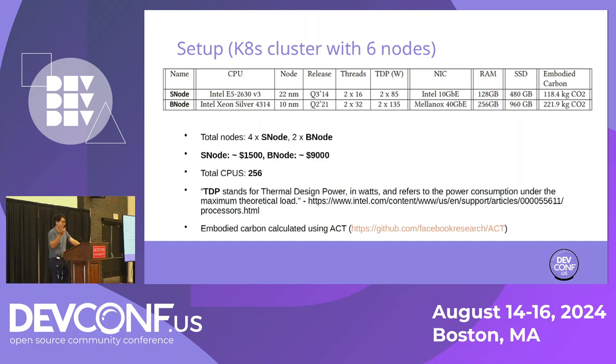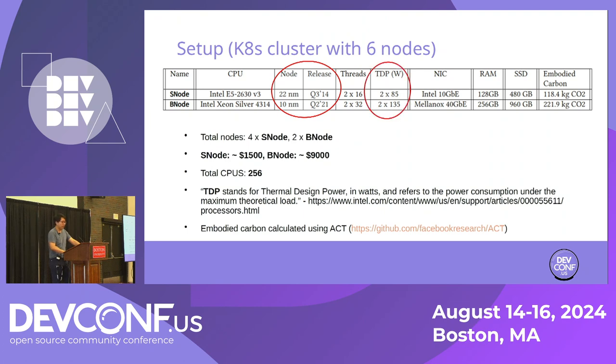I call them S node and B node, mainly standing for small node and big node, because they have very interesting characteristics, right? So one thing you can look at is the process node. The first one, the smaller one, is a 22 nanometer node, made in 2014, and the other one, the bigger one, is a 10 nanometer node, and that's pretty recent, 2021.